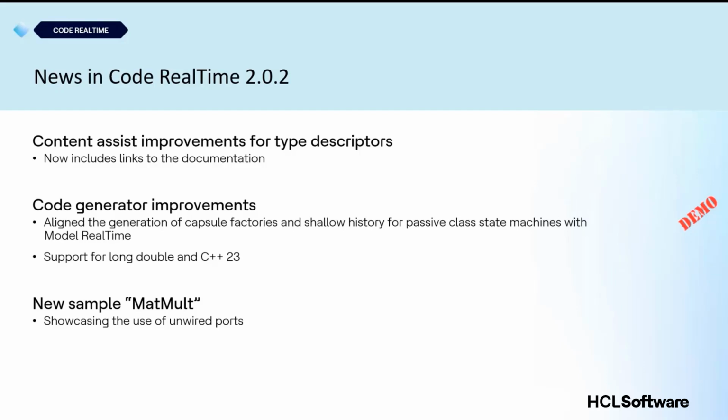And then we did a number of improvements in the code generator. We have aligned how capsule factories are generated with how it works in Model RealTime. We also improved the shallow history generation for passive class state machines, and some more improvements. And then we also, of course, did the same improvements in Code RealTime that we did in Model RealTime with regards to long double and C++23.